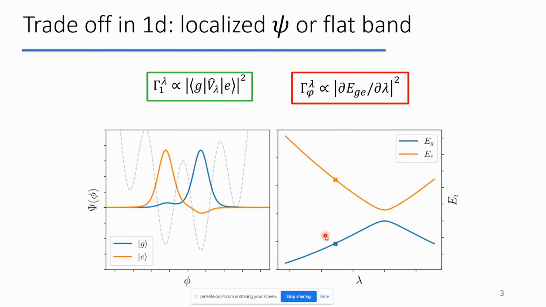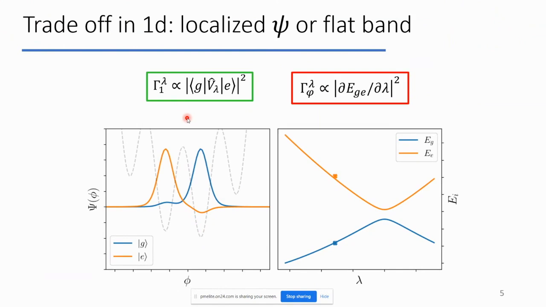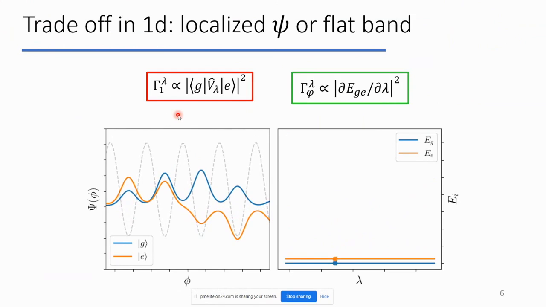But if we go to this decoherence sweet spot here at the avoided crossing, that leads to delocalization of wave functions. They become hybridized, and that leads to degradation of decay rate. Another approach is to construct flat bands with a sweet spot everywhere, but that also goes hand in hand with large quantum fluctuations. And our wave functions are no longer localized, and decay time is not so good anymore.